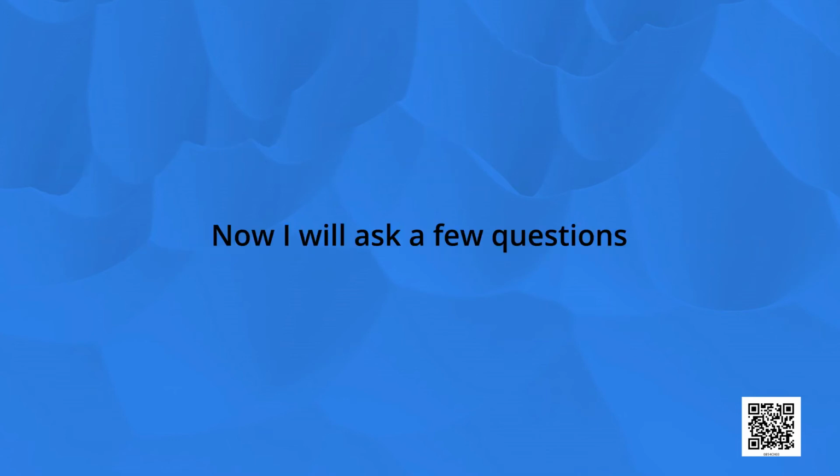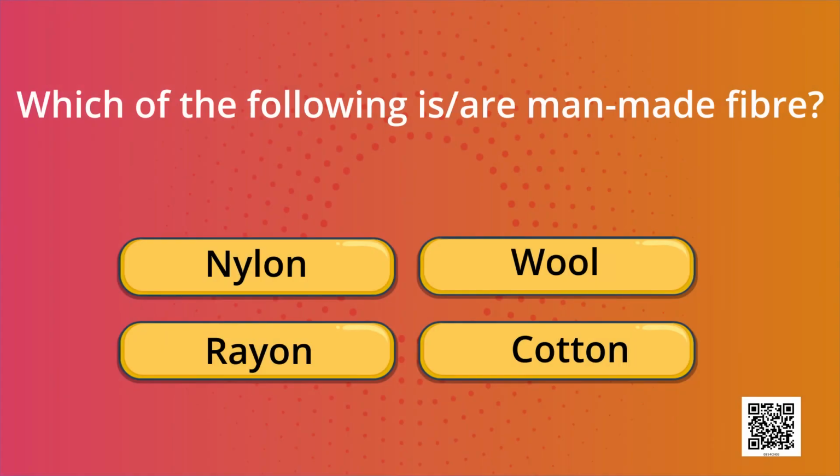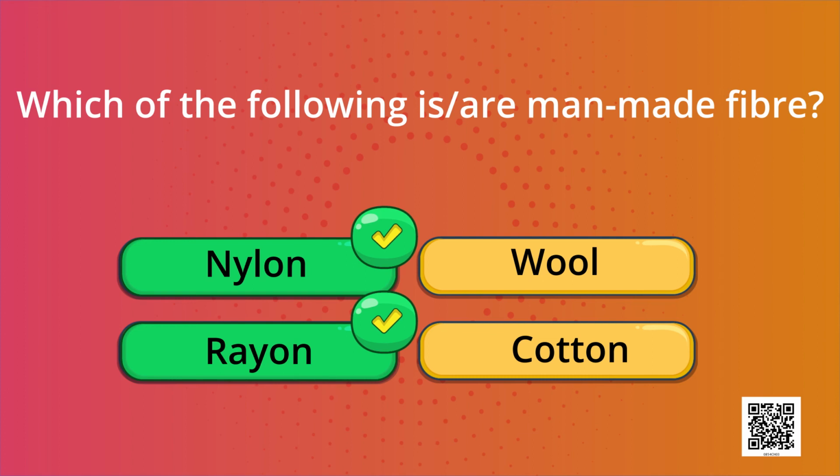Now, I will ask a few questions from you, and I hope that you will be able to answer. First question: which of the following is or are made by man? That is, man-made fibers. Nylon, wool, rayon, cotton. Yes, the answers are nylon and rayon. Both are man-made fibers.